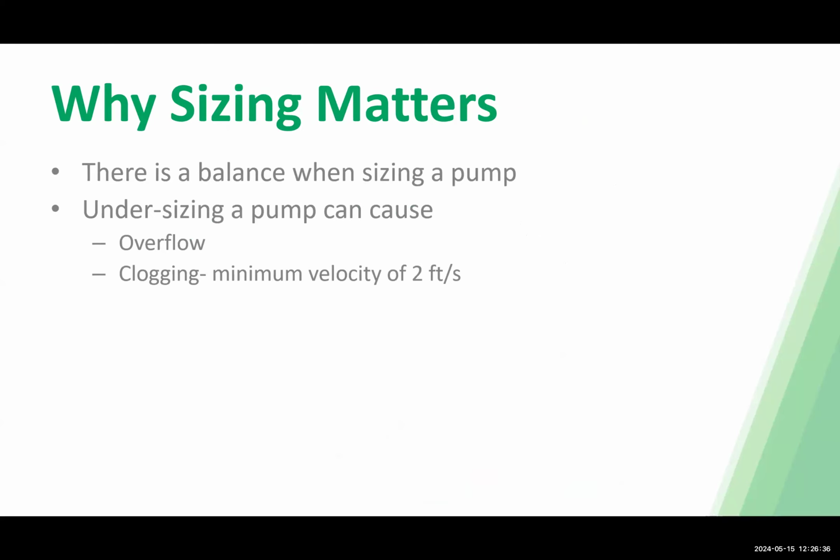Another issue is clogging. So you need at least the minimum velocity of 2 feet per second to keep solids suspended through a pipeline. So this is mainly something you need to worry about when you're working with wastewater applications. And actually here at Zoller, we recommend somewhere between 3 to 5 feet per second being the sweet spot to prevent any kind of clogging issues.